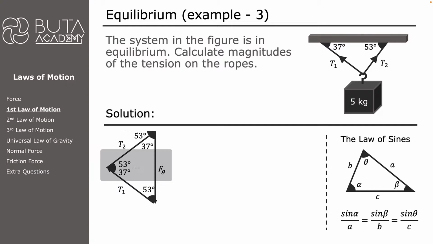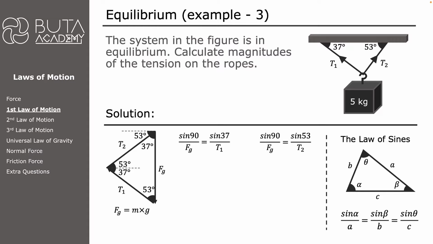Angle opposite to force of gravity is 53 plus 37, which is 90 degrees. So, sine 90 over force of gravity is equal to sine 37 over tension 1. And the same expression is equal to sine 53 over tension 2. Force of gravity is mass times gravitational acceleration. 5 times 9.8 is equal to 49 newtons.